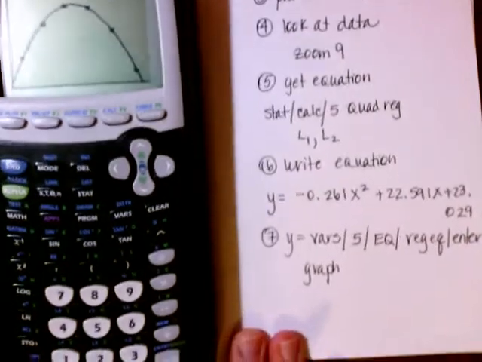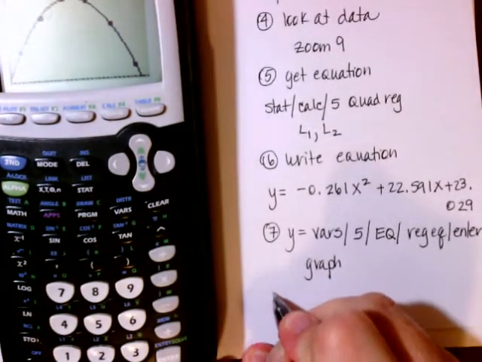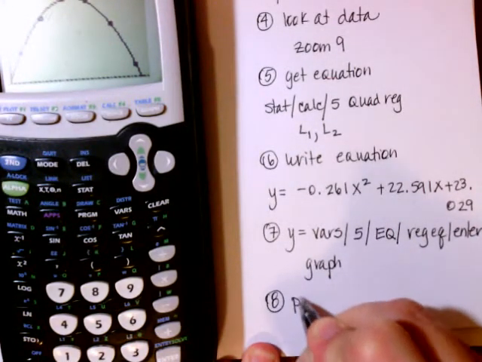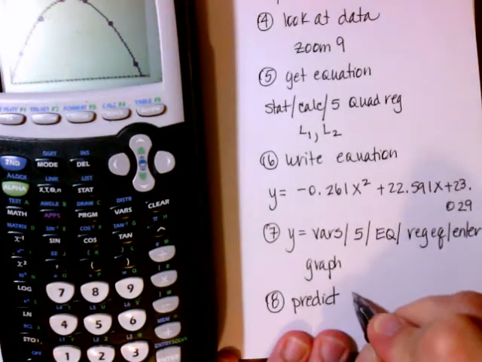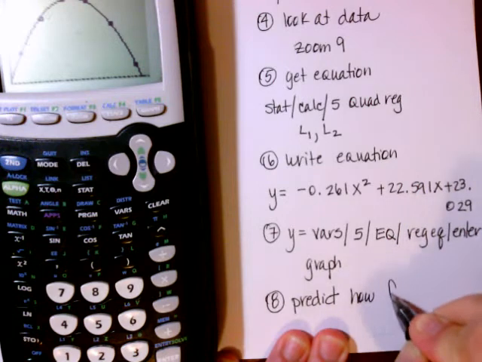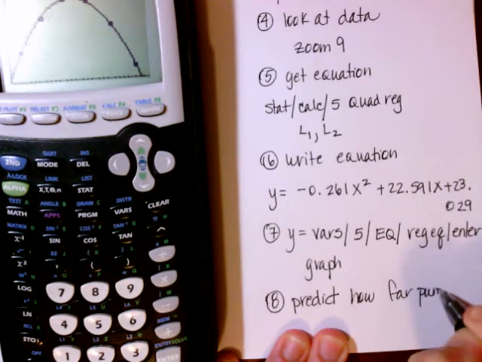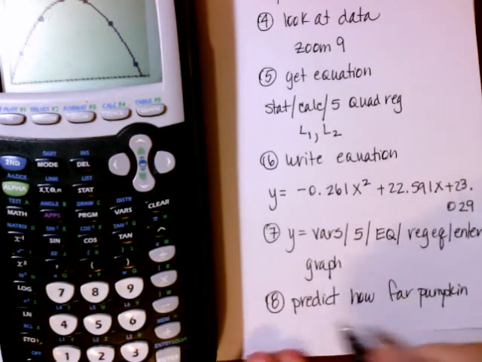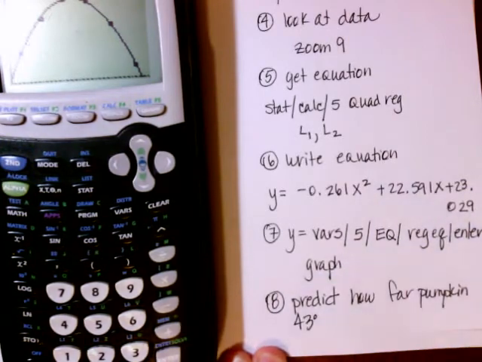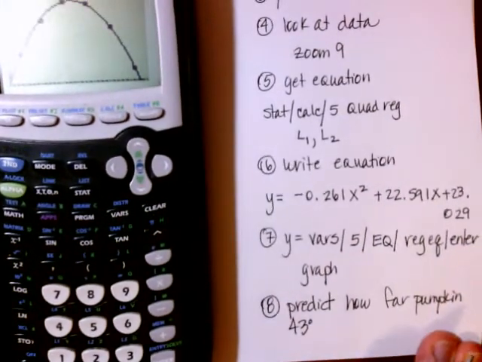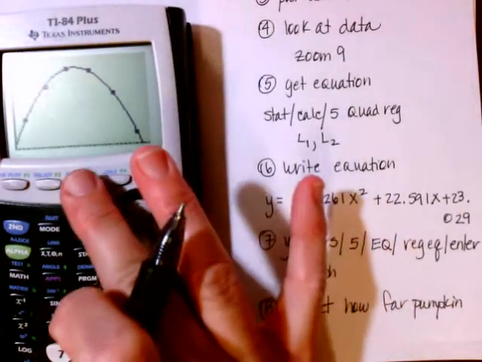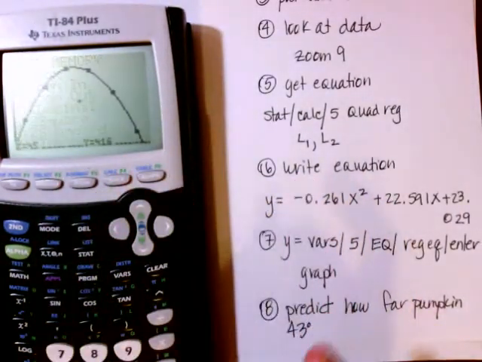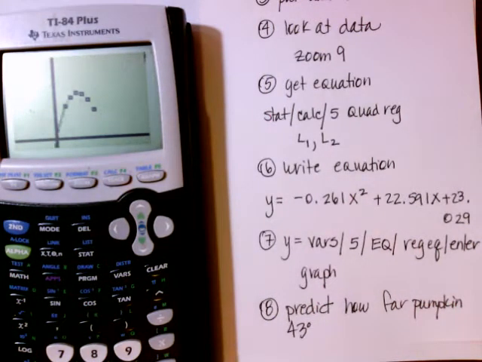I know the equation, and then what we want to do is use that to predict. So for this particular problem, I'm going to predict how far the pumpkin will travel when I launch it at 43 degrees. Okay, the 43 degrees is my x. All right, so I'm going to zoom out just a little bit. So I'm going to do a zoom 3, enter. There's my parabola. So nice.